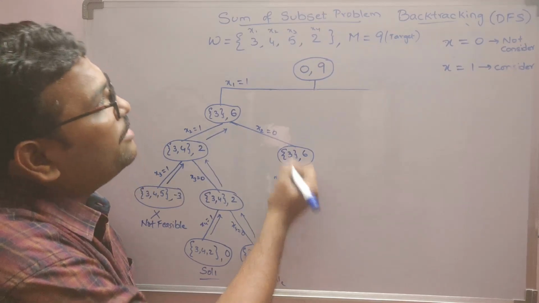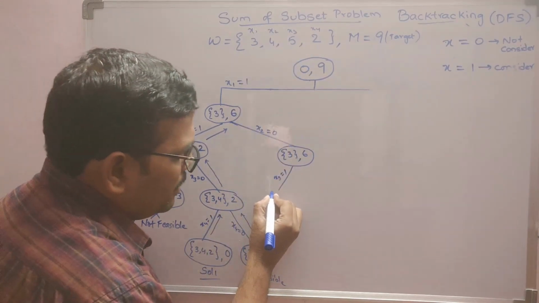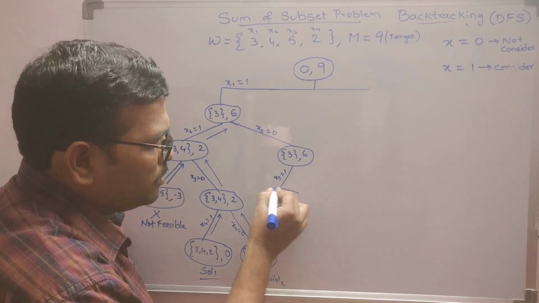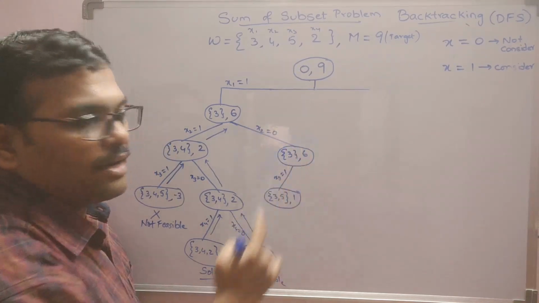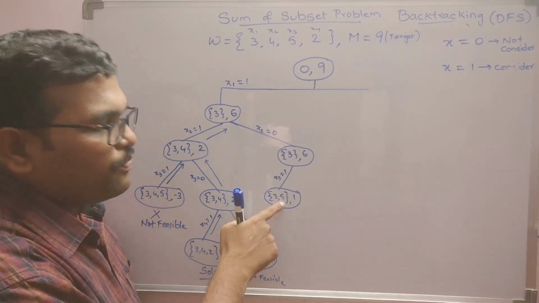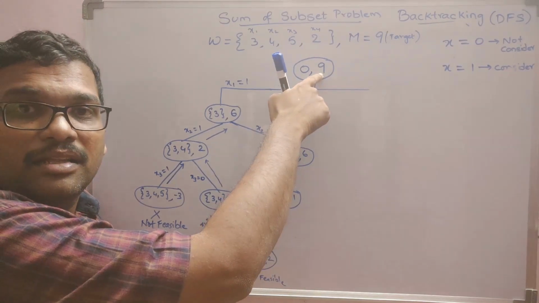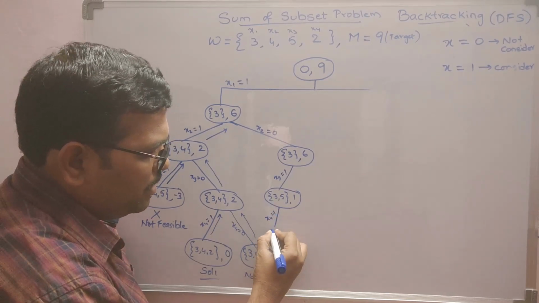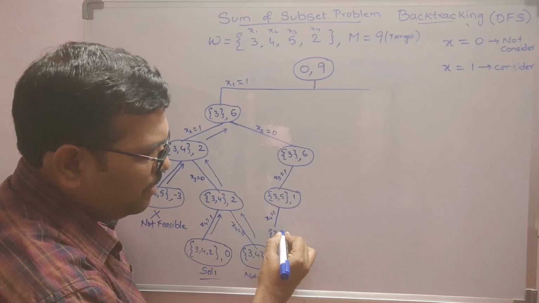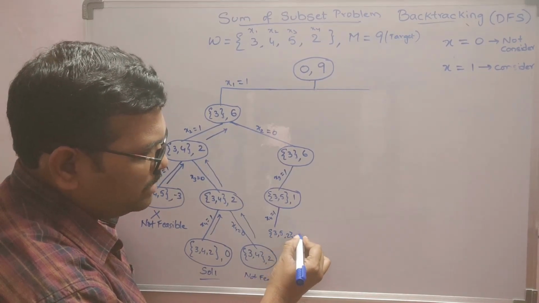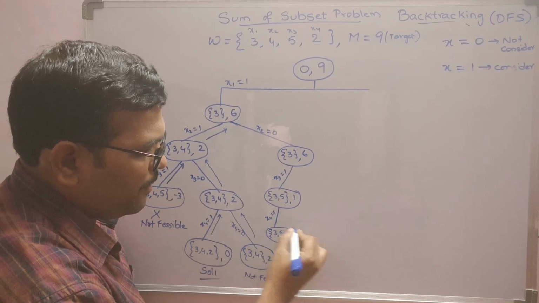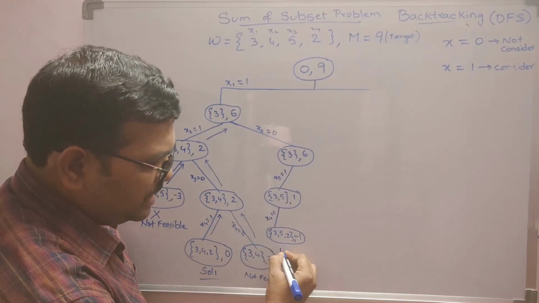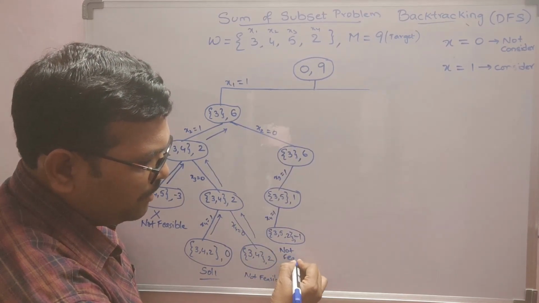So x3, what is the third element? It is 5. Now 3 comma 5. We need to reduce the weight from the target sum. So 3 plus 5 is 8. Still it is less than the target, so it can be further divided. x4 is equal to 1. So consider 3, 5, x4 is 2, it is minus 1. You can check the total value, it becomes 10, which is greater than 9.